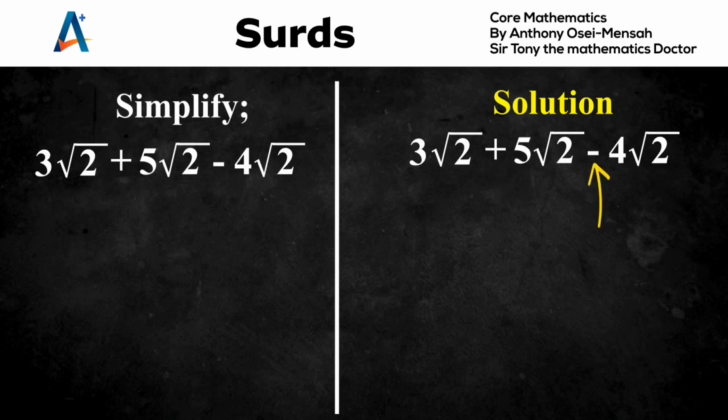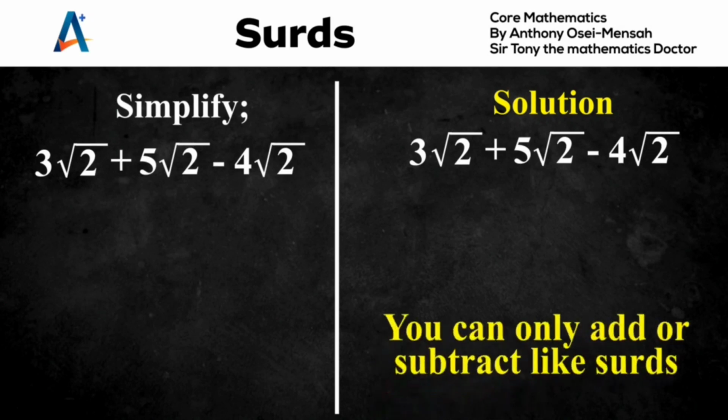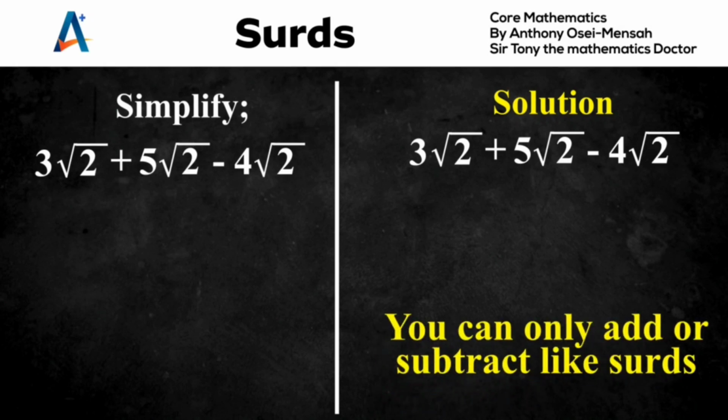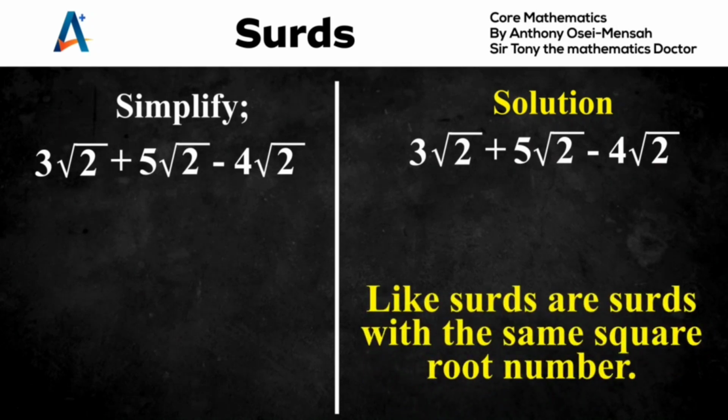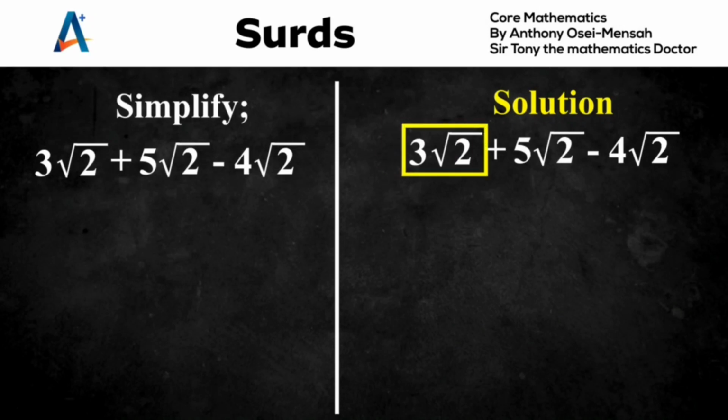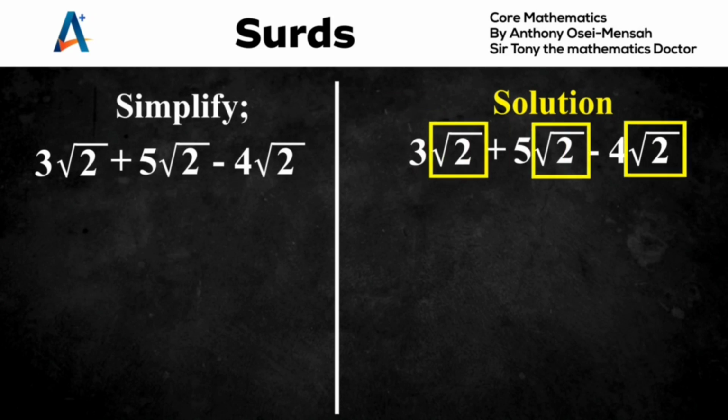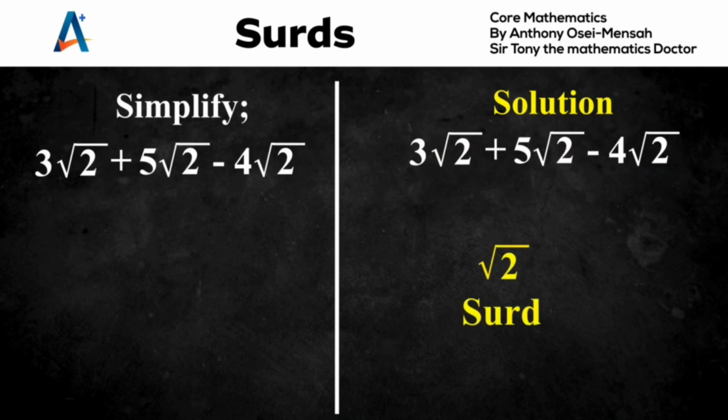Since we are adding or subtracting under this question, we need to understand that characteristic that says that we can only add or subtract like surds. Like sets are sets with the same square root number. So here we have 3 square root of 2, 5 square root of 2, and minus 4 square root of 2. They all have the square root of 2. And the square root of 2 is a surd. In view of that, we can go ahead and simplify this particular expression since they are all having the same surd. That is to say, they are all having the same square root of 2. Now, how many square root of 2 do we have?